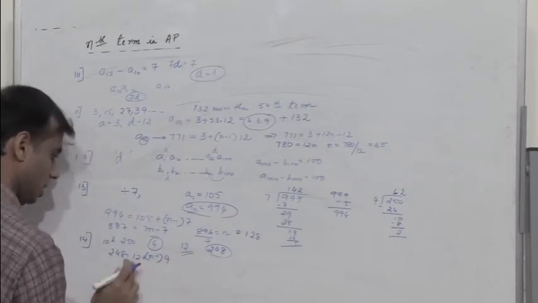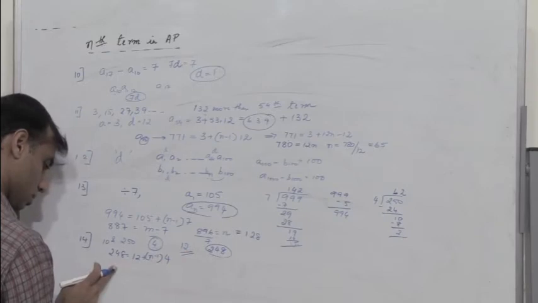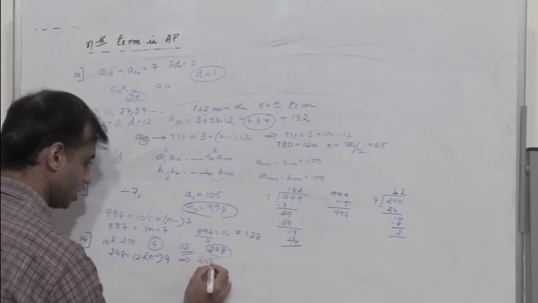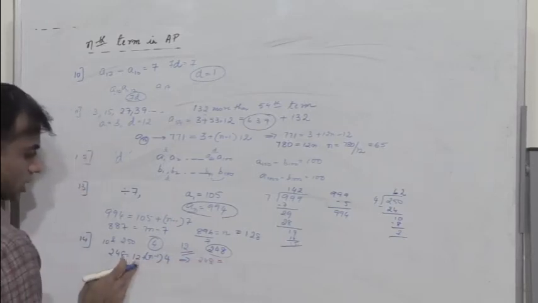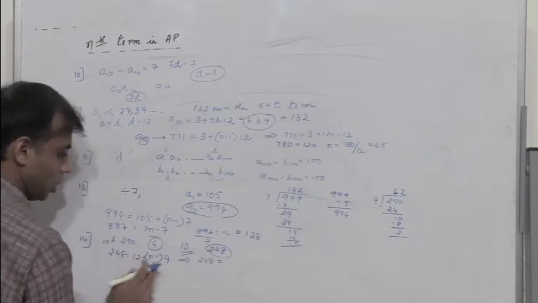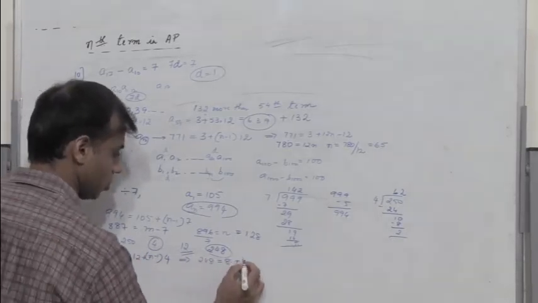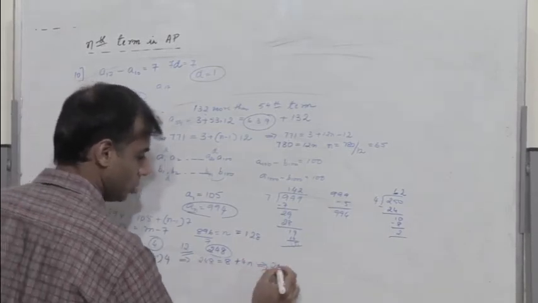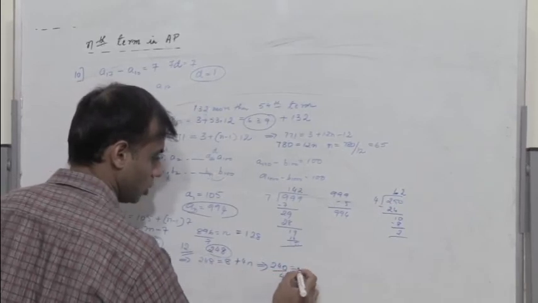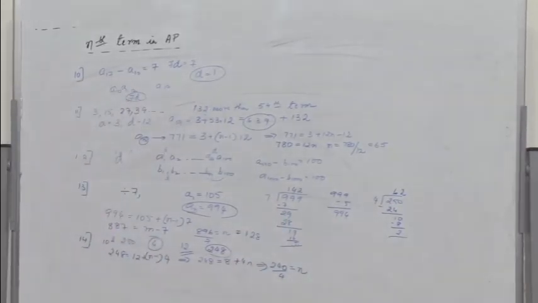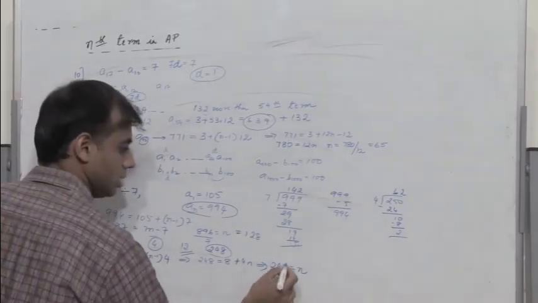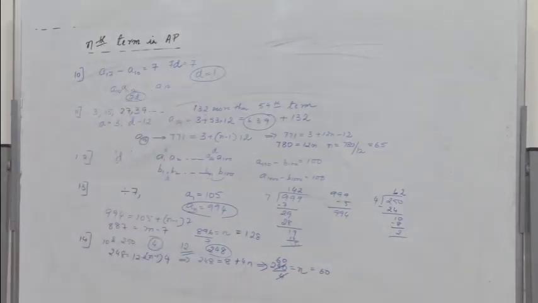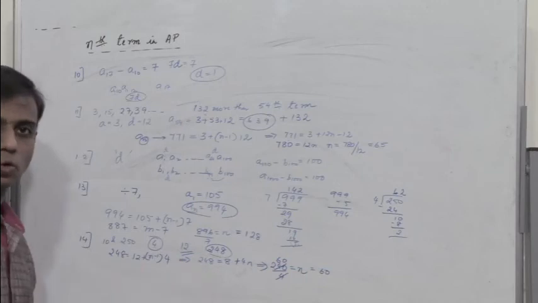So this implies 248 equals 12 plus 4n minus 4. So 12 minus 4 is 8 plus 4n. If I take 8 to LHS, it gives me 248 minus 8, which is 240 by 4 equals n. Right? So therefore, this is 60. So the value of n is 60. So there are 60 numbers between 10 and 250 which are divisible by 4.